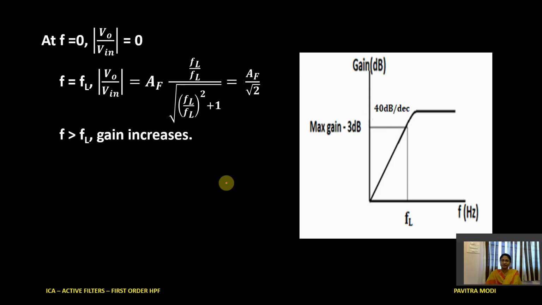And the design of the first order high pass filter will be similar to the design of the first order low pass filter, but the only difference is that instead of fH we will be given fL, and the design procedure is the same as the first order low pass filter design. That's all.